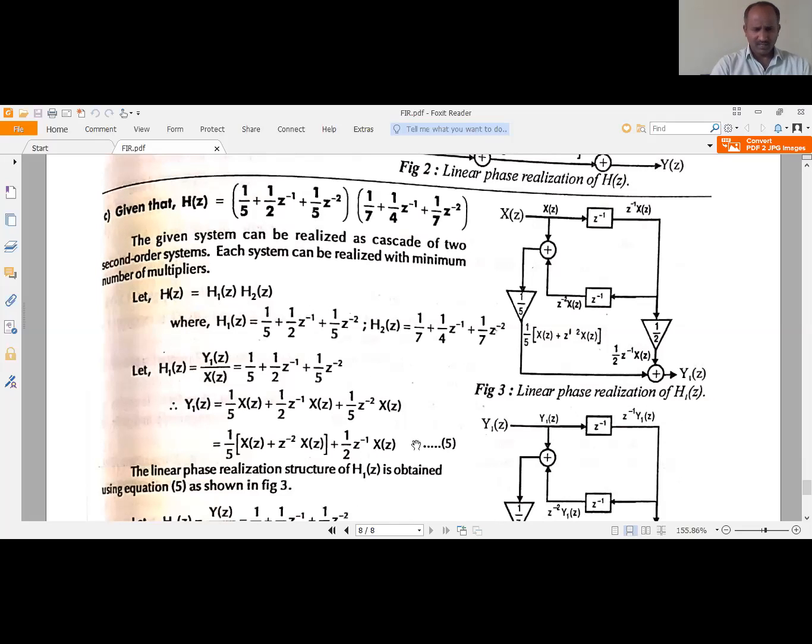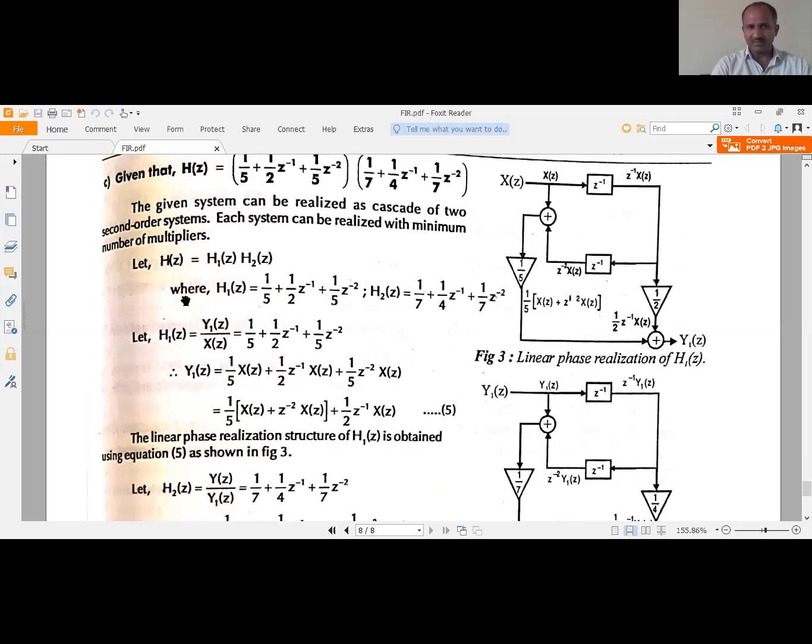Similarly, as already told, the output of system number 1 is the input of system number 2. That is output divided by input. Here the output is the input for this h2 of z. The input is x of z, and the common output is y of z. The output for this is y1 of z. So output divided by input. The output is y1 of z, so the input for this is y1 of z. So h2 of z equals y of z divided by y1 of z. Similarly, how to realize this?